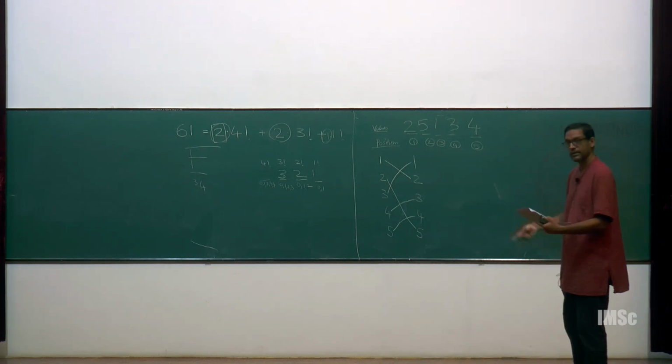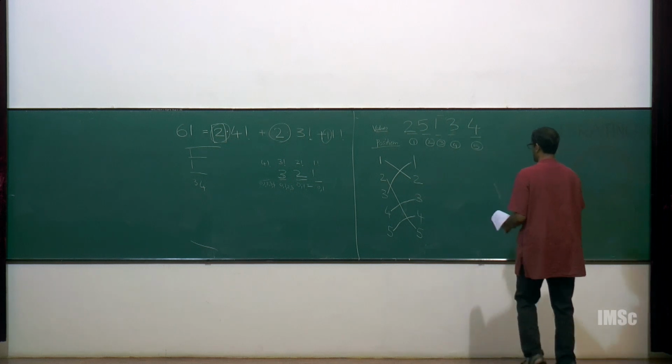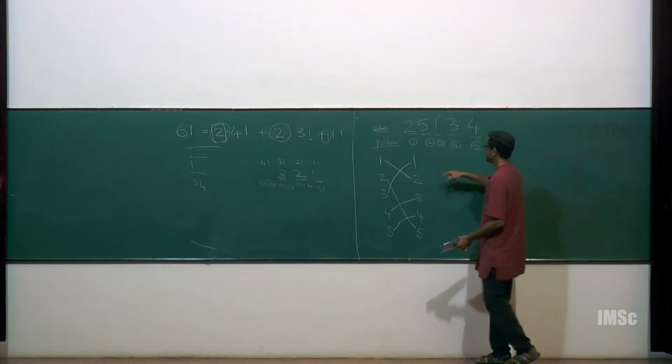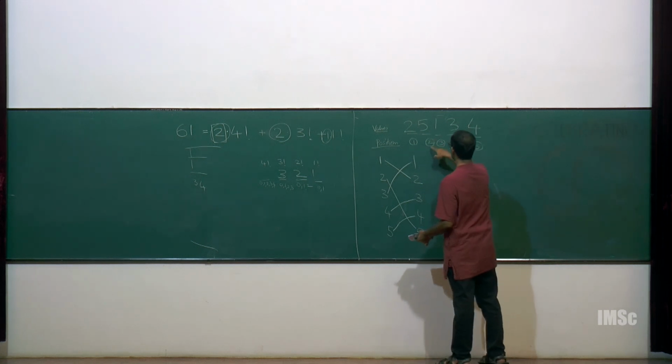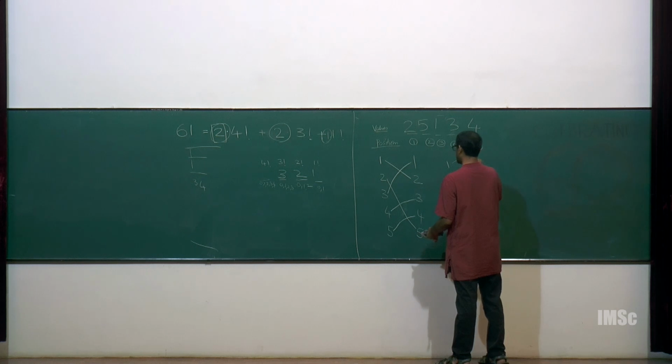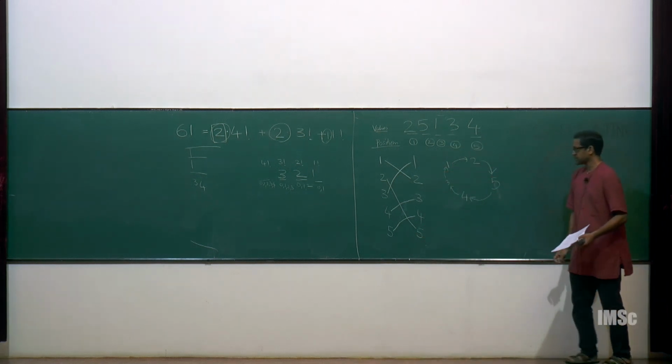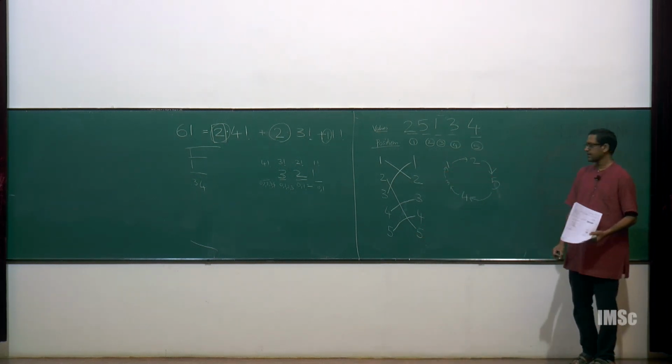But so this is my picture number 1. I can draw another picture, which is to think of them as cycles. So I say 1 goes to 2, goes to 5, goes to 4. So in this case, it's all just one cycle. It looks like 3 back to 1. So this is another picture of the same permutation, just a single cycle.